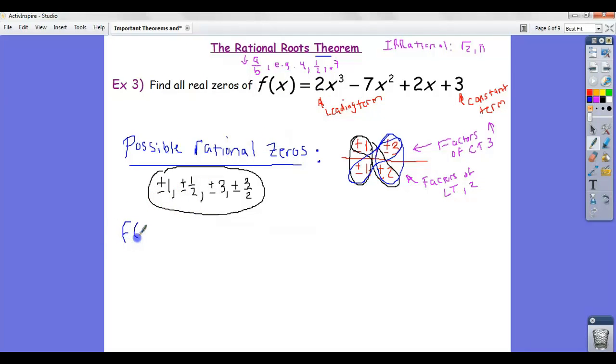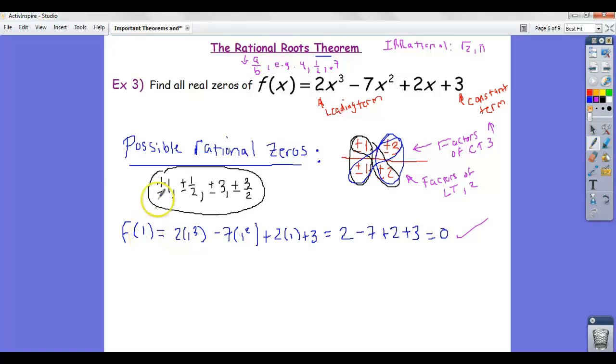So f of 1, and we're hoping this turns out to be 0, so that we can just go ahead and continue doing synthetic division and then factor and find the zeros. So this equals, that's 2, right? 2 times 1 cubed is 2, minus 7 plus 2 plus 3. And what do you know? This is negative 5 plus 5, so this is 0. Excellent. So we lucked out because the first one we tried worked.